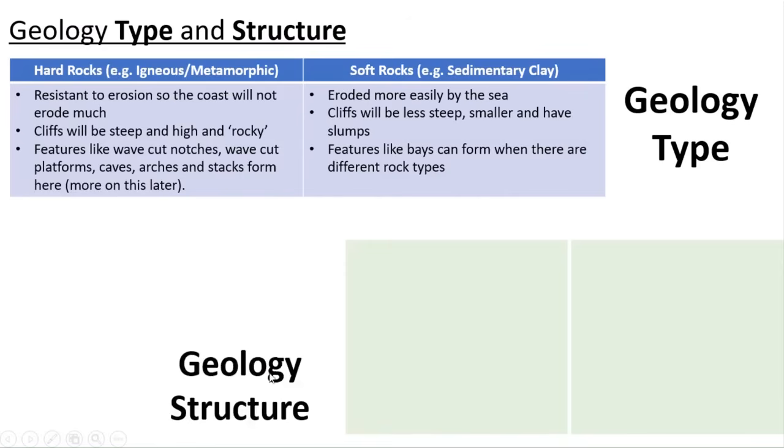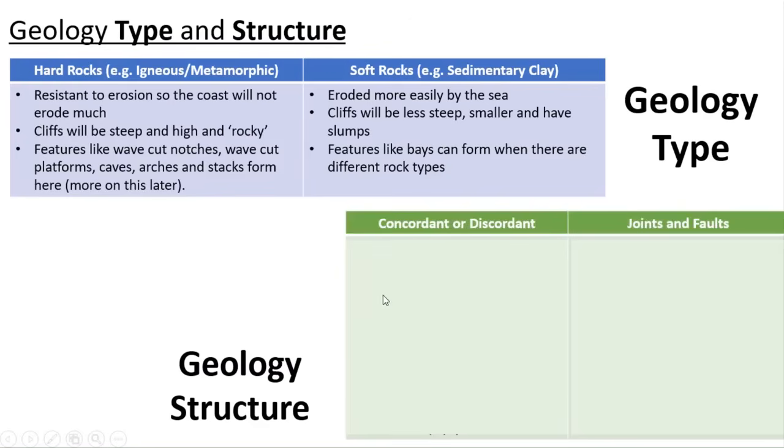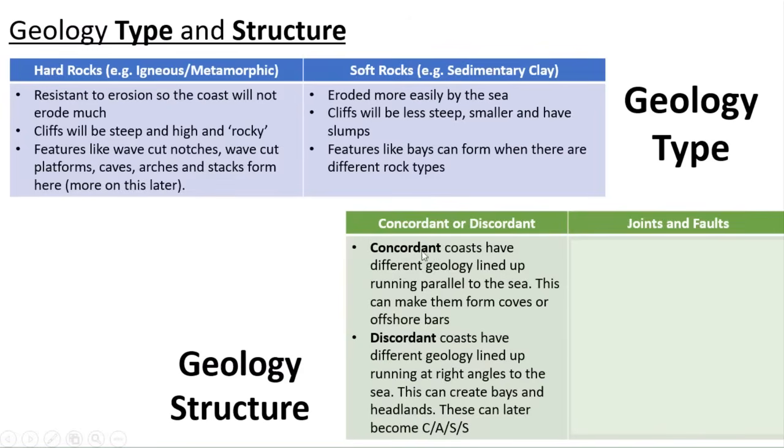Geological structure is the next thing. So when we talk about structure, it's not just about the type of rock, it's about how that rock is laid down. So where you've got different types of rock, you can either have a concordant or a discordant coastline. So concordant coasts are where the different geologies line up running parallel to the sea, and that can form things like coves or offshore bars. Discordant coasts we're much more interested in, because that's where the geology lines up running at right angles to the sea, and it makes things like bays and headlands. They can later become cave, arch, stack, stump.